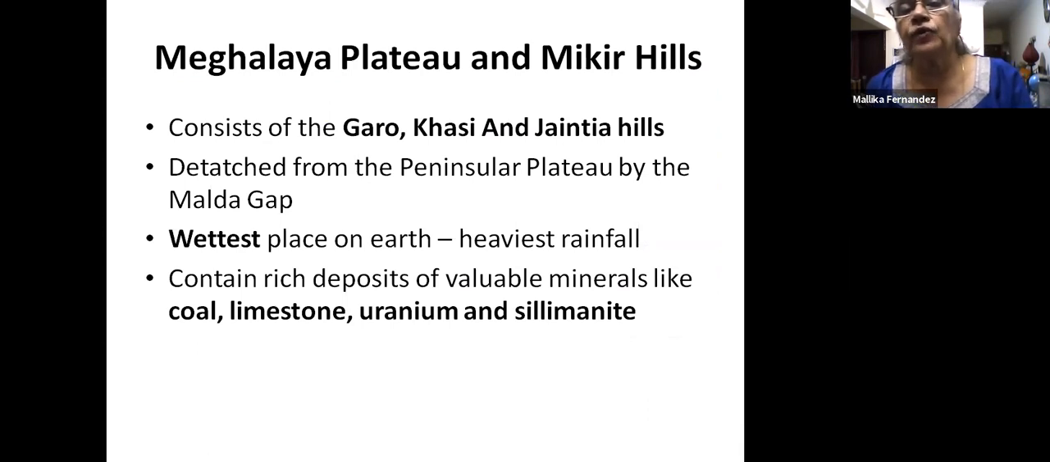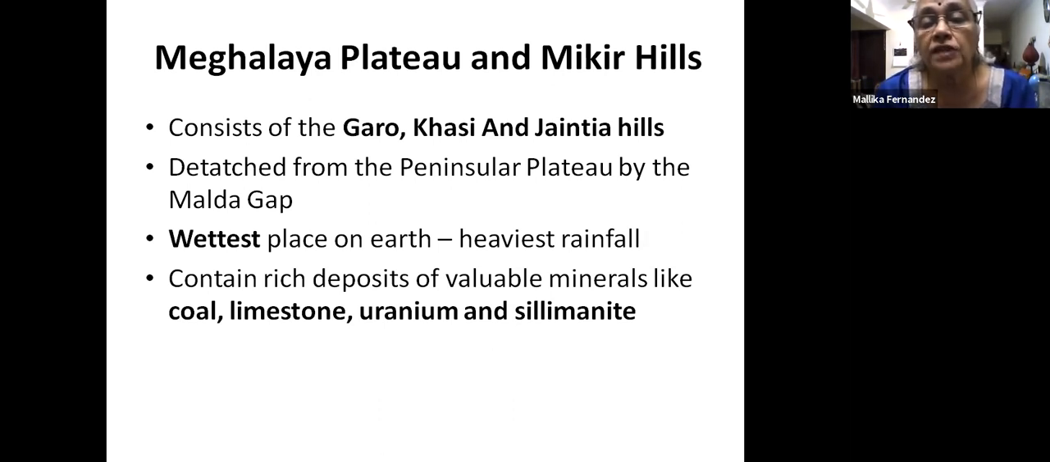So the Meghalaya Plateau is also made up of the Mikir Hills, okay, consisting of Garo, Khasia, and Jaintia. As I said, these have been detached from the Peninsula Plateau by the Malda Gap. Today it is called the Rar Plain. This is the wettest place on earth, having the heaviest rainfall. And it also is rich in minerals: coal, limestone, uranium, and sillimanite. But not much of this is mined because the region is thickly forested, because it's such high rainfall.